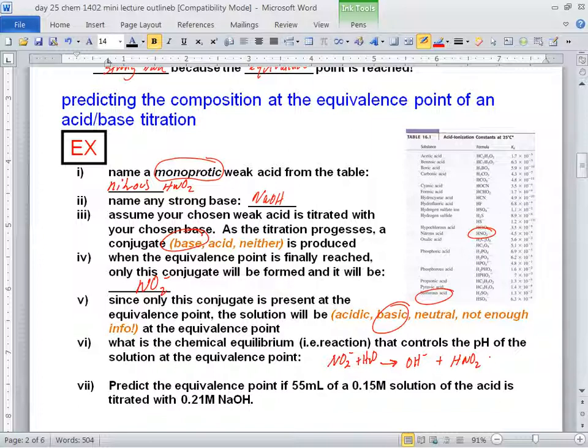Predict the equivalence point. If 55 mL of 0.15 molar solution of the acid is titrated with 0.21 molar NaOH. When they say predict the equivalence point, what are the units of your answer? Connor, what are the units of your answer when they say predict the equivalence point? Milliliters. Because it's a fancy way of saying how much of that darn NaOH do you add, and you better stop after you add that volume, right? So he's right, milliliters of the NaOH.